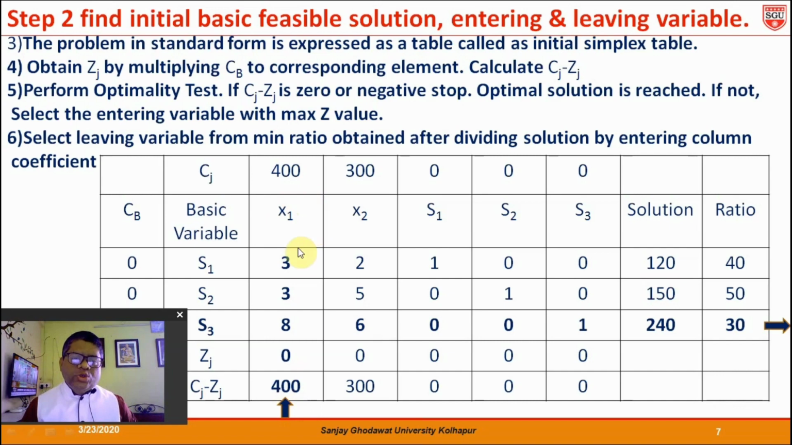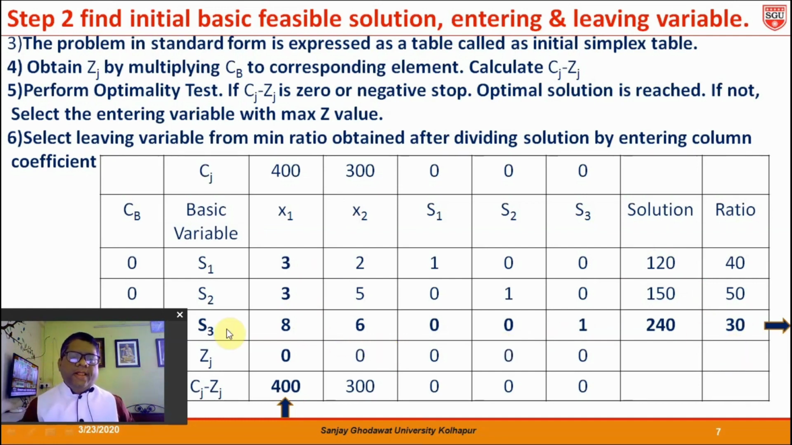But when x1 has to enter, one of the variables has to leave. Now, which variable has to leave? It depends upon the ratio. Based on the coefficients in this pivot column, we will divide the solution by the pivot column coefficient. For example, 120 divided by 3, we get 40, 150 divided by 3, we get 50, 240 divided by 8, we get 30. So, minimum ratio is the criterion for deciding the leaving variable. So, we know that now x1 is going to enter into the equation, and s3 is going to leave.